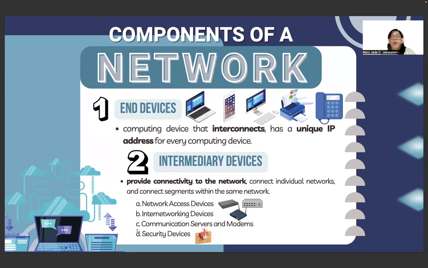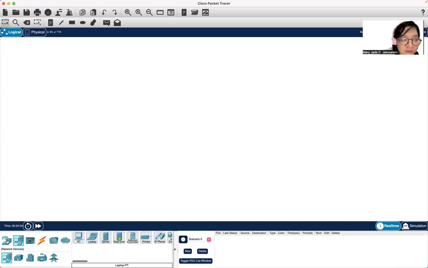So to show you, in our Cisco Packet Tracer, we can also see the different intermediary devices. Right here, we have to click the network devices. We have others, but network devices are your intermediary devices. We have different types of network devices here in our Cisco Packet Tracer. We have here the routers. All of these are intermediary or network devices. We have routers, and here we have the different models of routers.